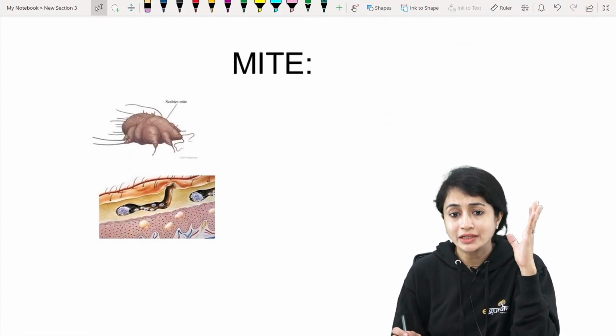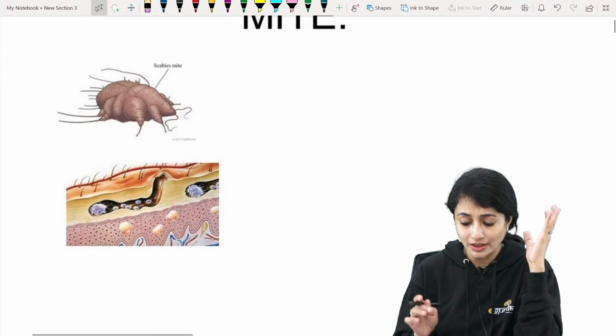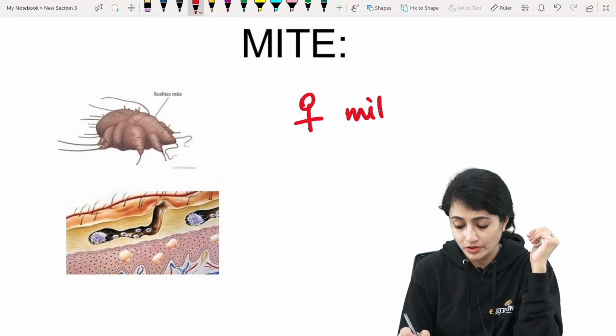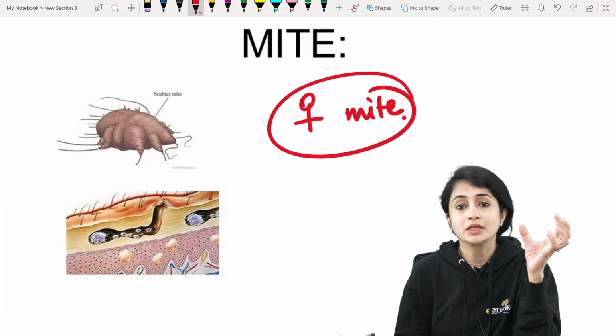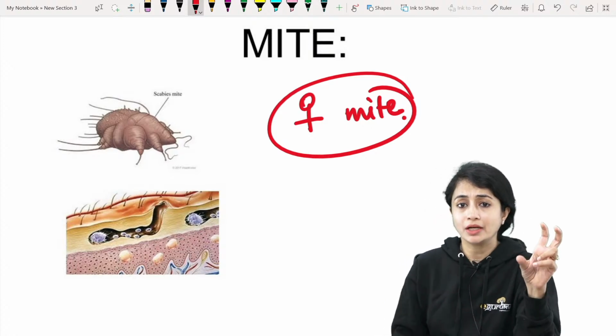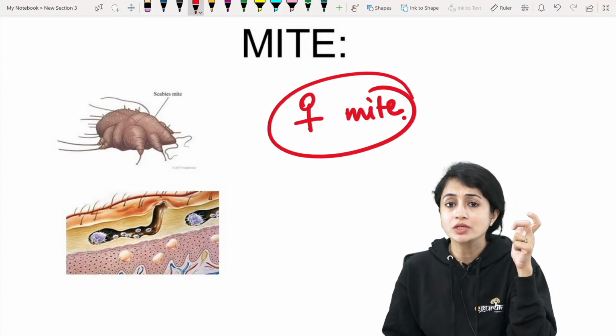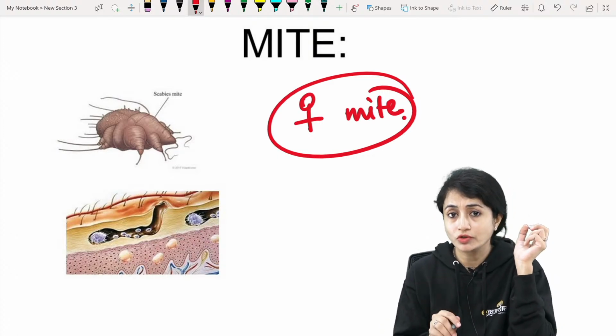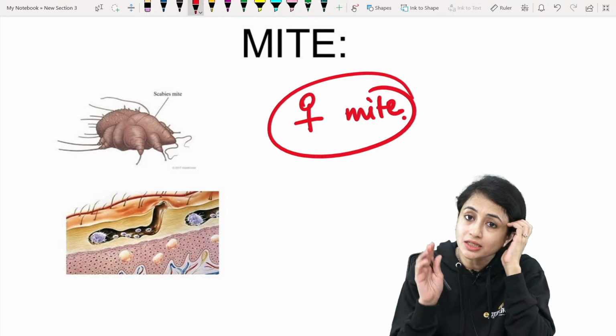So how does a mite look? The mite is something like this. Which mite is important for me? The female mite. Because it's the female mite that copulates with the male mite, then the male mite dies. So it's the female mite which causes the infection. And how does it cause the infection? It lays burrows. In one of the options, they had told you that it lays tunnels.